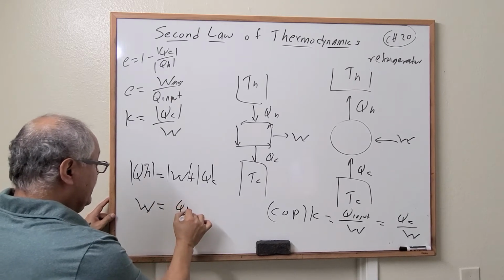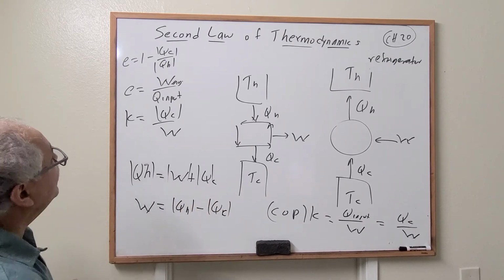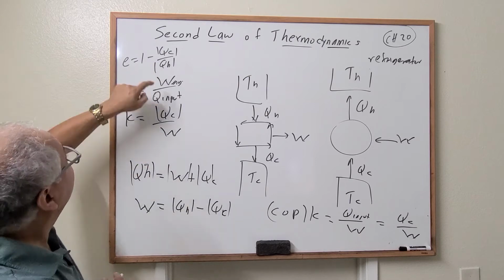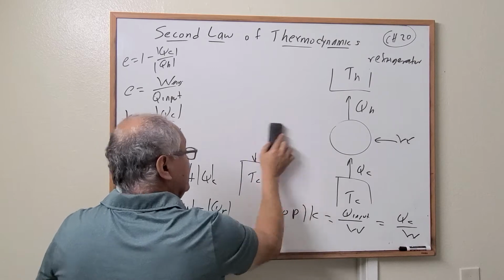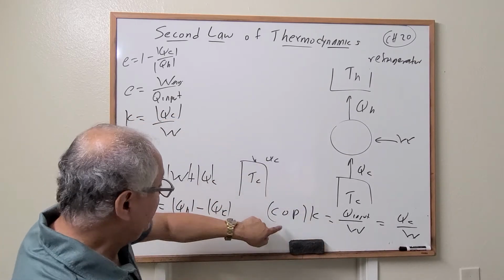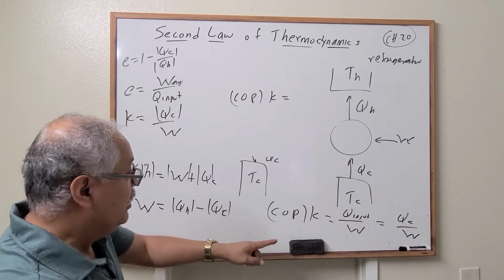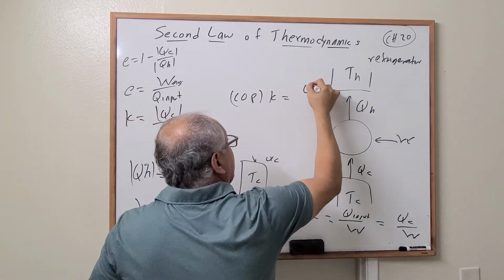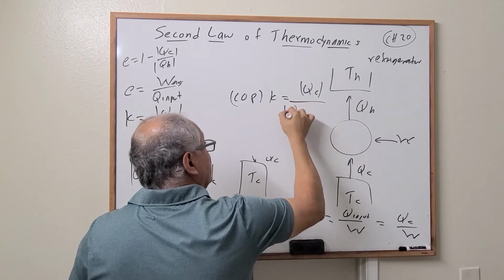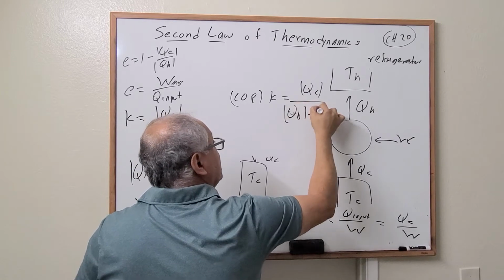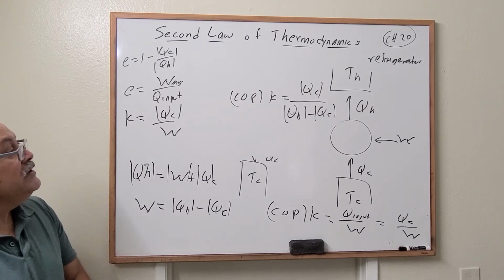Heat H minus heat C. Correct. Perfect. It's going to be the opposite of this one. Got it. So what do we have when we substitute this value? Okay, I'm right here, right? The coefficient of performance, K, is equal to what? The absolute value of Q_C divided by Q_H minus Q_C, absolute values. Or just like this, in this way.